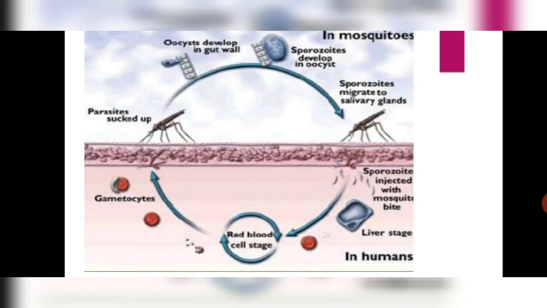As you can see, this is the life cycle of the Plasmodium pathogen. The infective state is the sporozoite. When a mosquito bites a human being, it releases the sporozoites into the blood. These sporozoites reach the liver, and then from there they affect the RBCs. In the RBCs, gametocytes are formed, which are again sucked by a female Anopheles mosquito, where they undergo sexual reproduction and complete their life cycle.